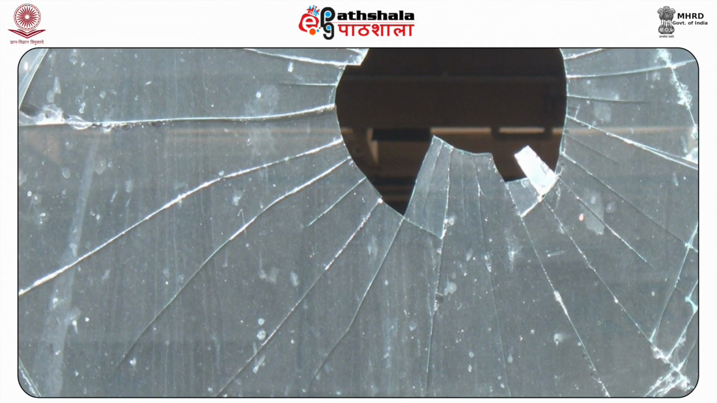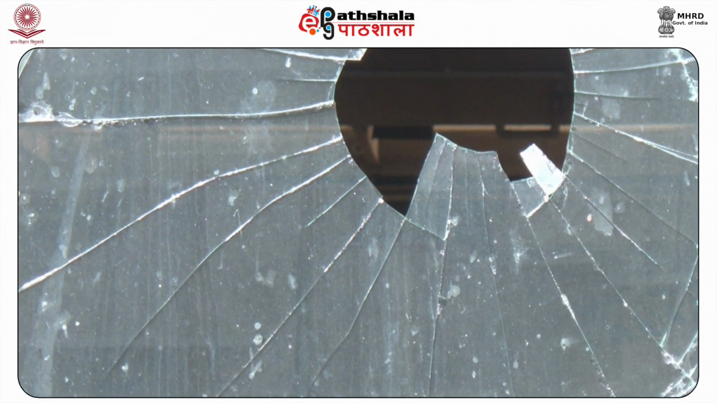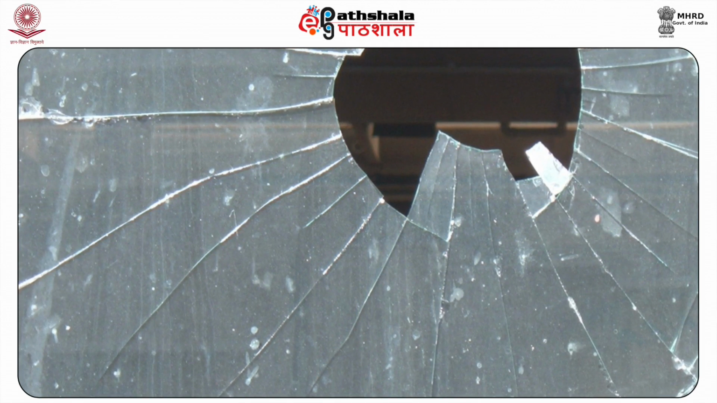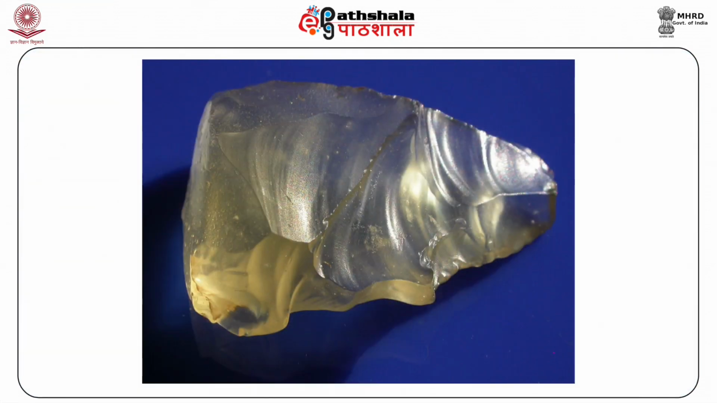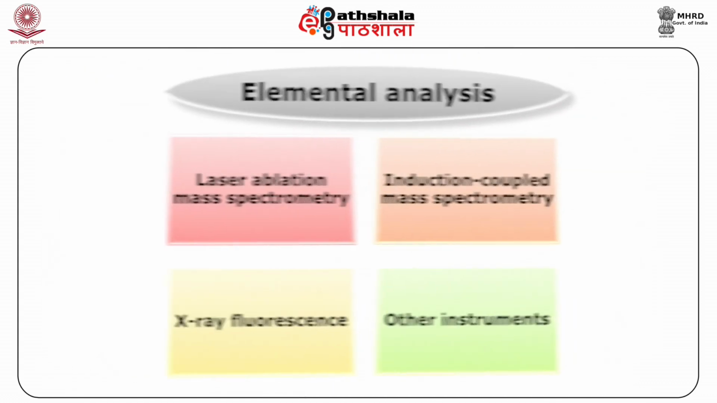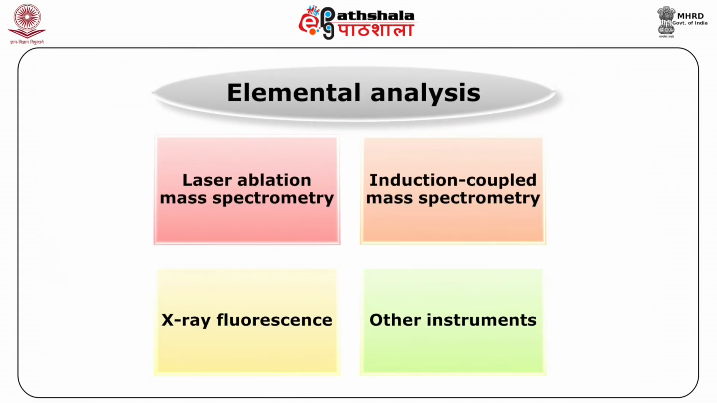Glass can yield valuable information from fracture marks, lines, and patterns. Testing for unique characteristics such as color, optical properties, and density can determine the type of glass. For example, a window pane, vase, or bottled glass. A detailed elemental analysis can be done using laser ablation mass spectrometry, inductively coupled mass spectrometry, X-ray fluorescence, or other instruments.